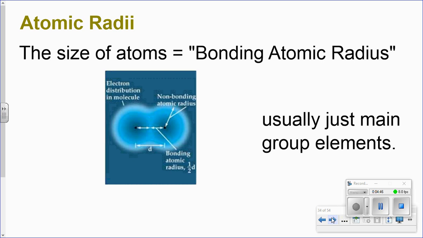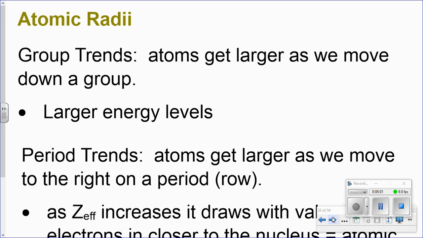Okay, now the size of the atoms, or this is the bonding atomic radius. In other words, we're going to consider things that are bonded, not just alone. Again, we're also going to consider the average. We'll also only consider the main group elements, the S and the P blocks. So let's take a look at that here in a second.